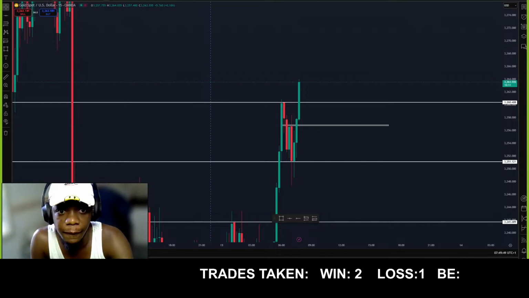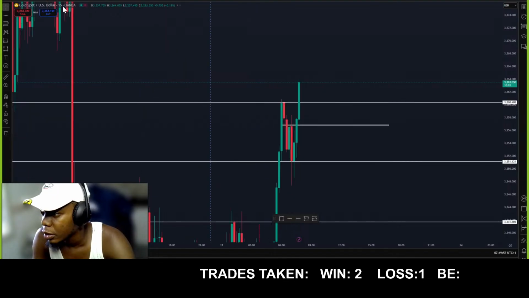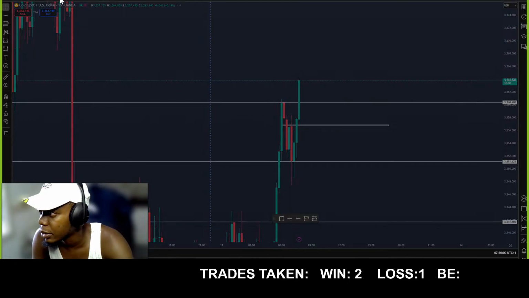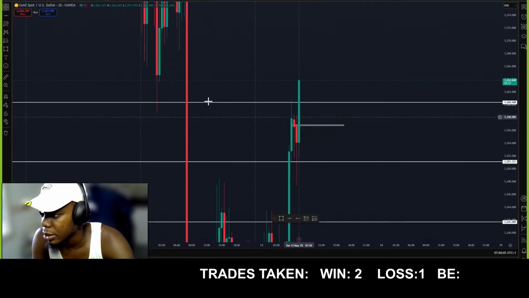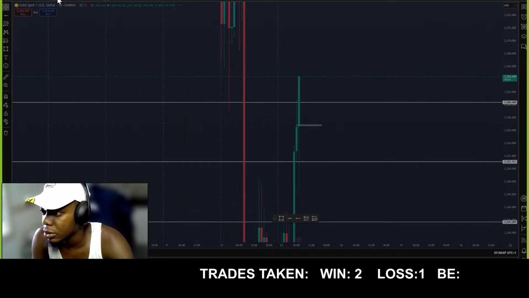So probably I would have gotten into this one because I saw the whole setup and it was looking good. Price was also trying to break above the whole 30 minutes high. You can see the 30 minutes high is broken. So it was looking good. I saw it was looking actually good.